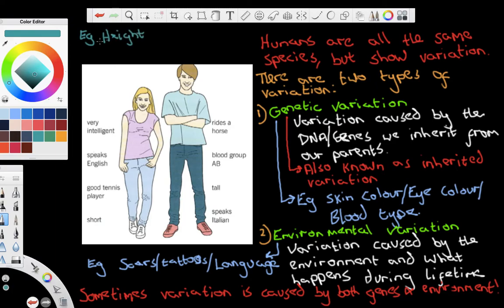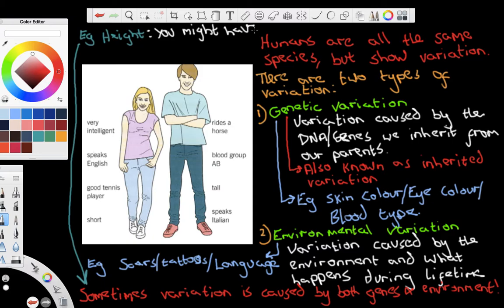While you might have the genes to be tall, you might not have the food available in your environment to allow you to grow. So we can put e.g. height, and we can say you might have genes, but no food. So you may live in a country where there's very few nutrients available. Therefore, even if you do have the gene, you're not going to grow as tall.